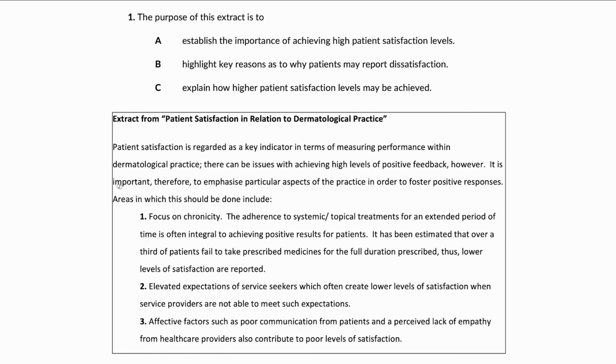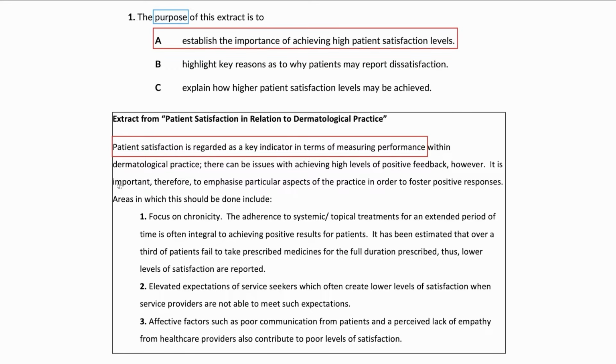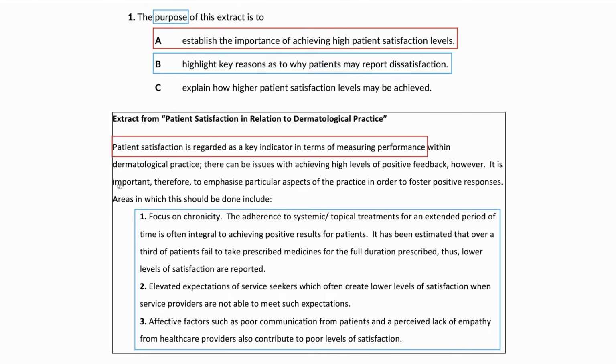Let's look at an example. So this question is asking us to identify the purpose of the extract. Now, if you take a look at this text, we have a distractor here. And if we take a look at option A, it also mentions patient satisfaction. However, that is just one small part of this text. We're looking for the purpose, not a specific detail. So if we focus on the text as a whole, we can see that it's actually talking about the reasons why patients report dissatisfaction. So if we read the entire text as a whole, it will lead us to choose option B as the correct answer.